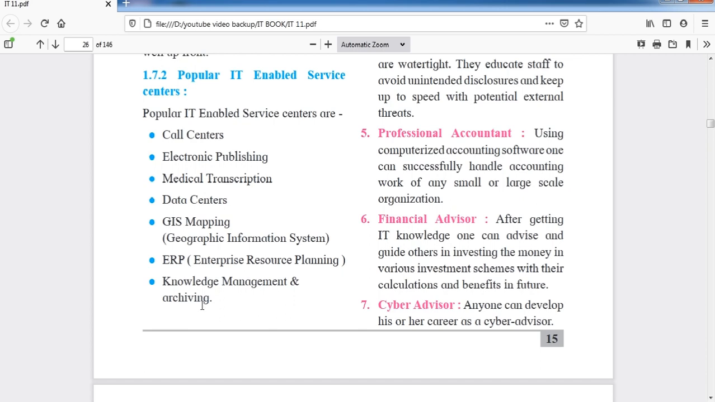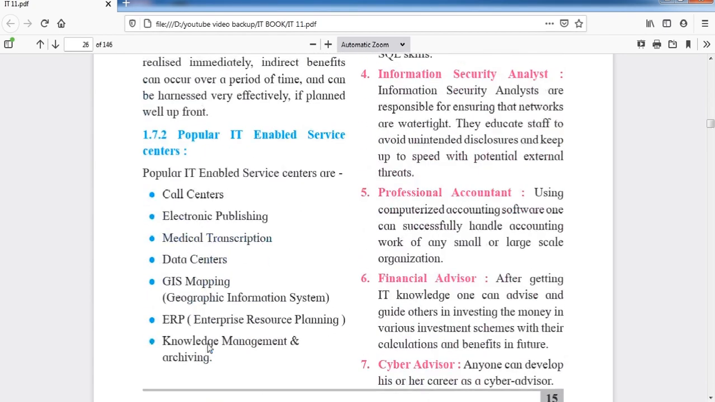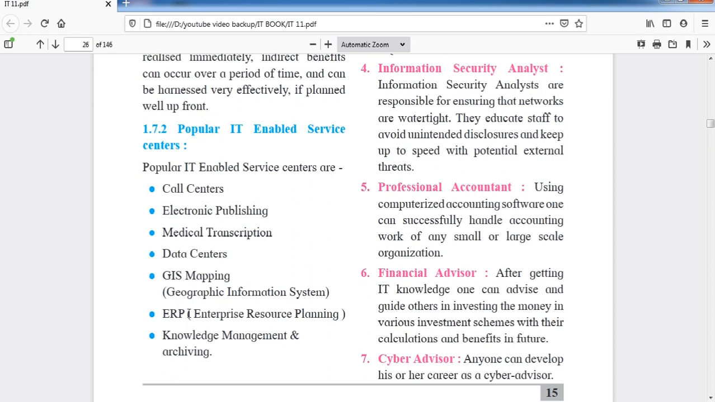Knowledge management and archiving. If you are accessing a website, then you are getting some knowledge from it, and there is a large amount of data on the internet nowadays, so you can get any knowledge that you want from the internet. Those are some IT enabled services I have told you. There are some direct benefits and some indirect benefits of IT enabled services. So we will see what the careers in IT are in the next lecture. Thank you so much.